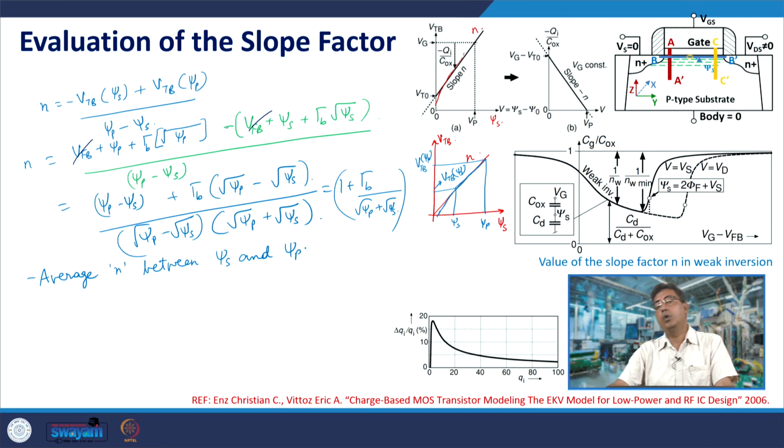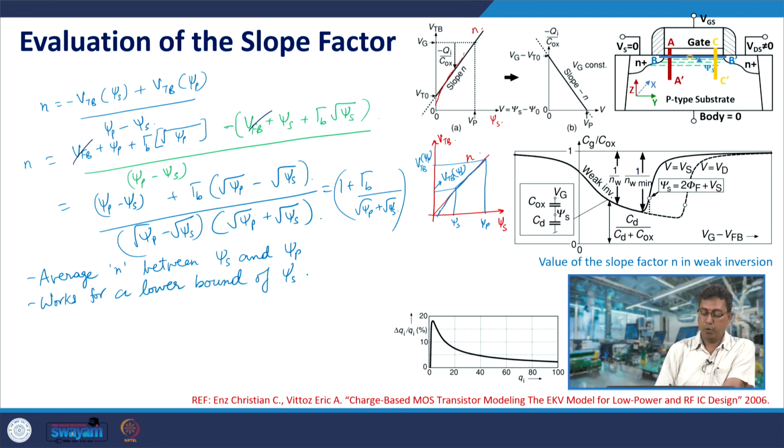So if you know the lower bound of your surface potential chi s, so you know the range of surface potential values which you are interested in, in that case, you can find out the appropriate value of slope factor n in this way for that chi s. So it would work for all values of chi s which are higher than the lower bound of chi s that you have obtained.